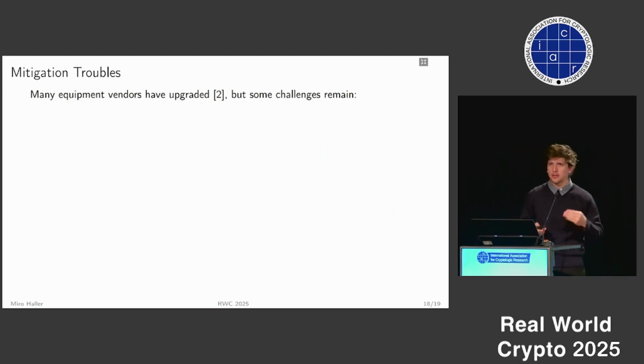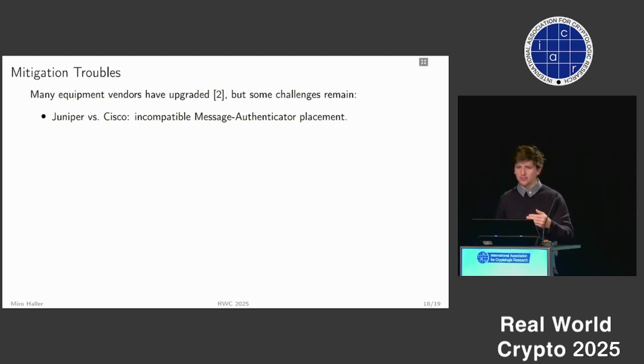So let's see how this is going. The good news is that all of the RADIUS server vendors already had patches available at the time when we went public, and by now most of the equipment vendors have also upgraded their systems. However, there is some trouble, some inconsistent interpretations of where to put the Message-Authenticator. Juniper devices require it to be the first attribute, and Cisco devices put it at a random place in the packet. So if you upgrade both your Juniper and Cisco devices in your network, you might find that authentication is no longer working.